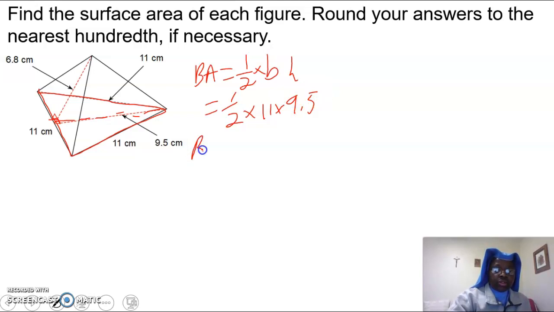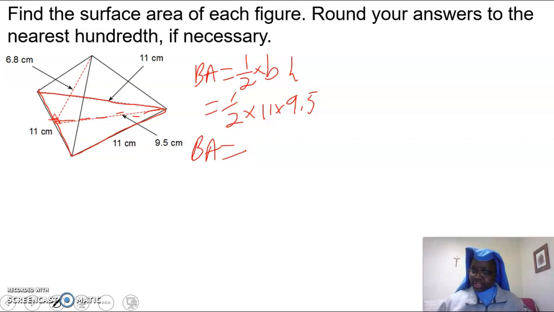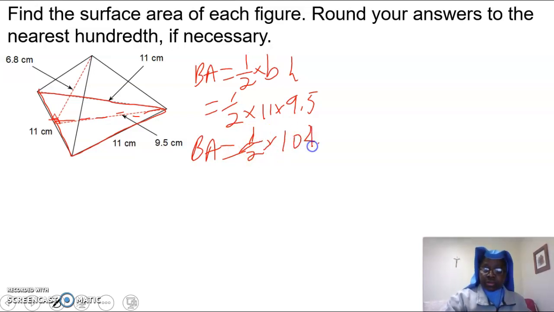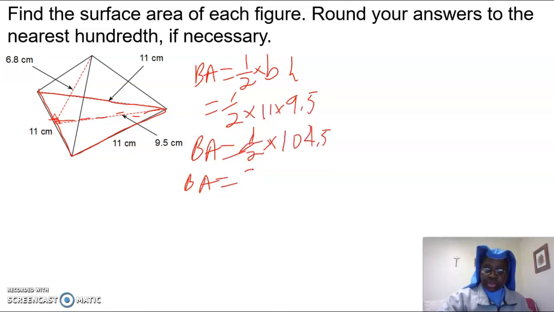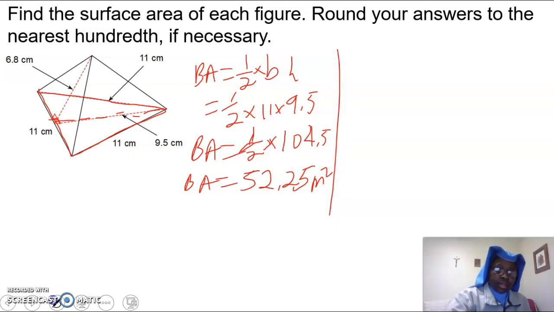9.5. So the base area is going to be 1/2 times 11 times 9.5. So it's going to be 1/2 times 104.5, and 1/2 of that is 52.25. And we do the lateral area.